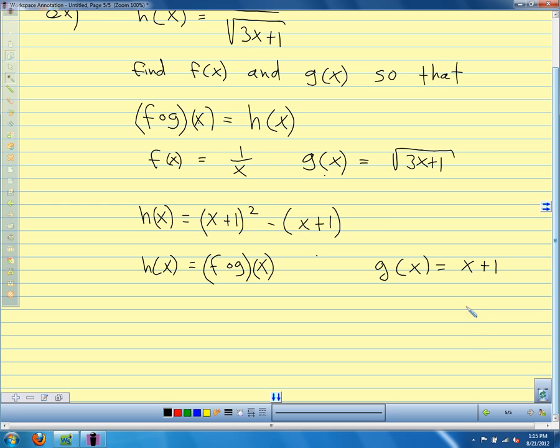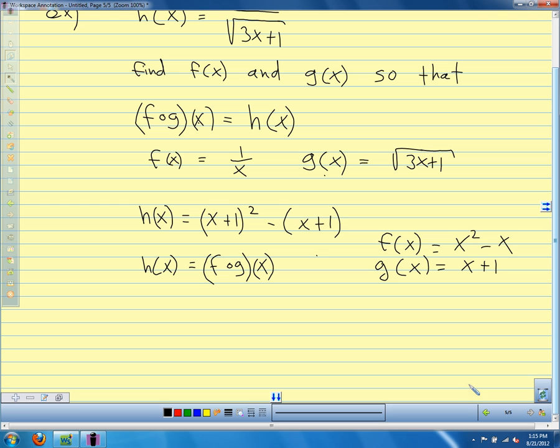And the outside function is what we are doing to this inside function. So let's say f of x equals x squared minus x. So I have something squared here minus something else. My inside function is x plus 1. My outside function is x squared minus x. If I make the composition of those two, I get this original function. Questions on that?